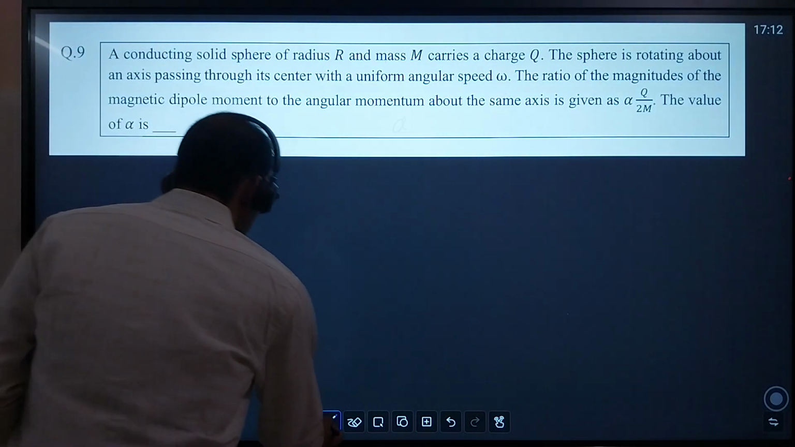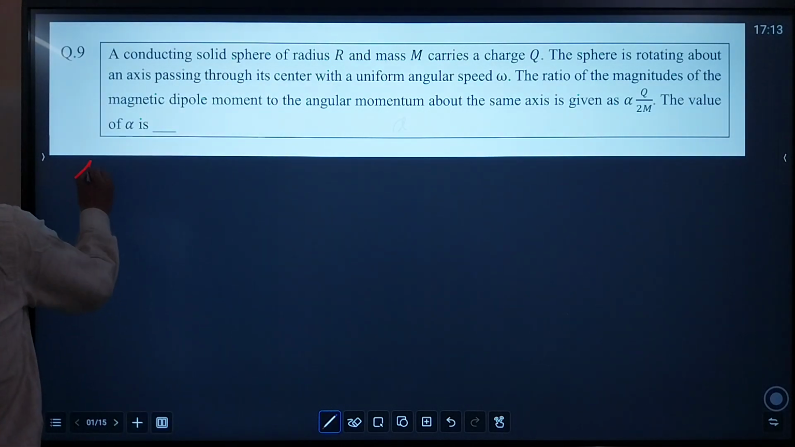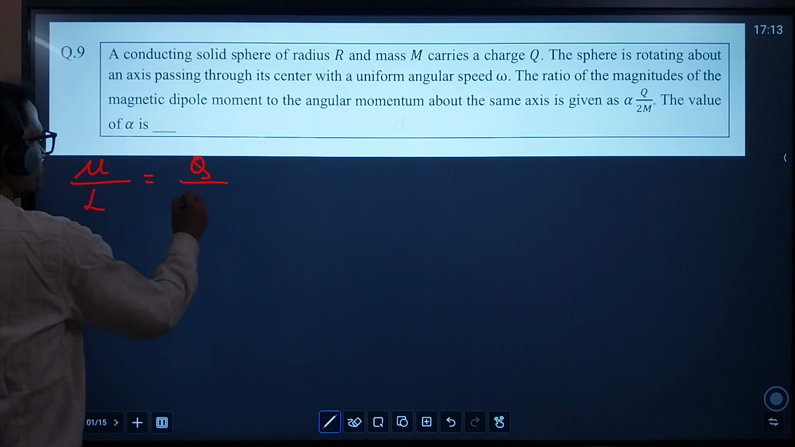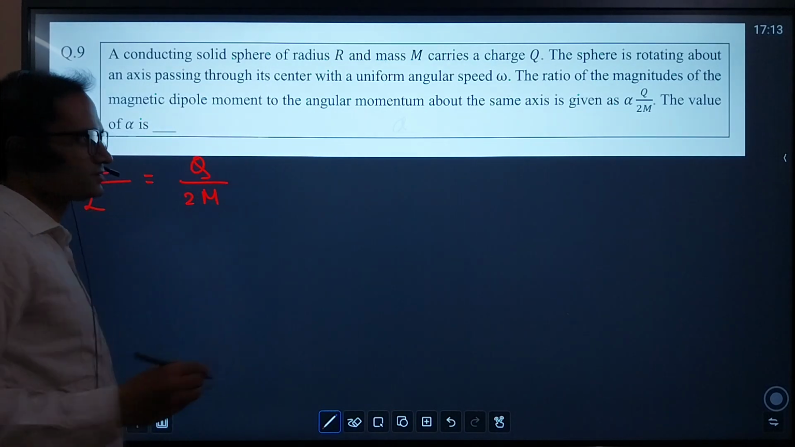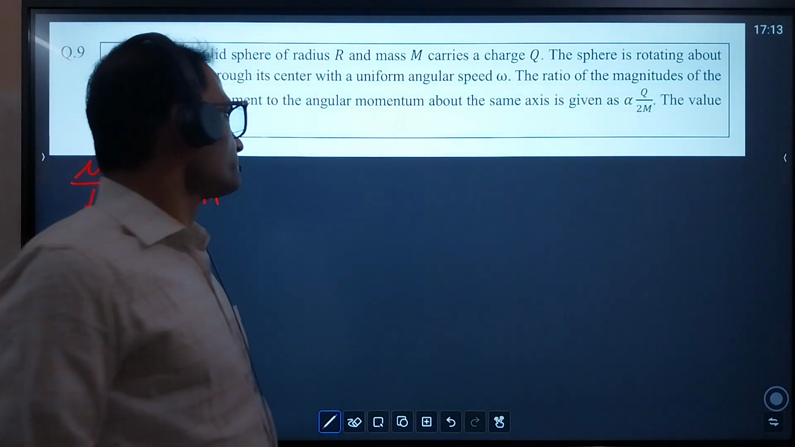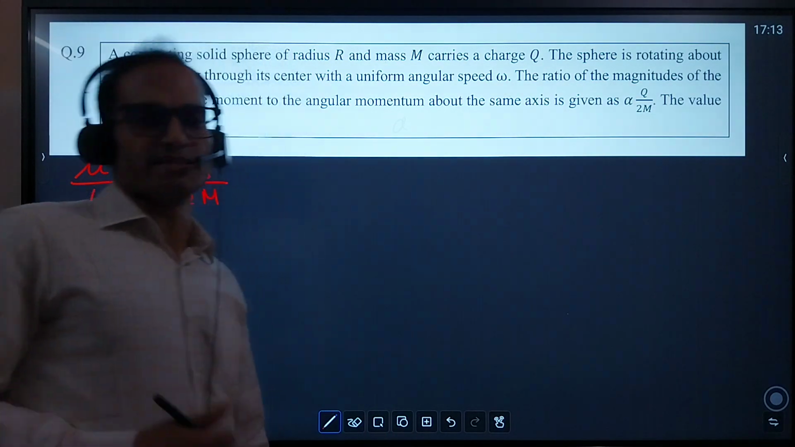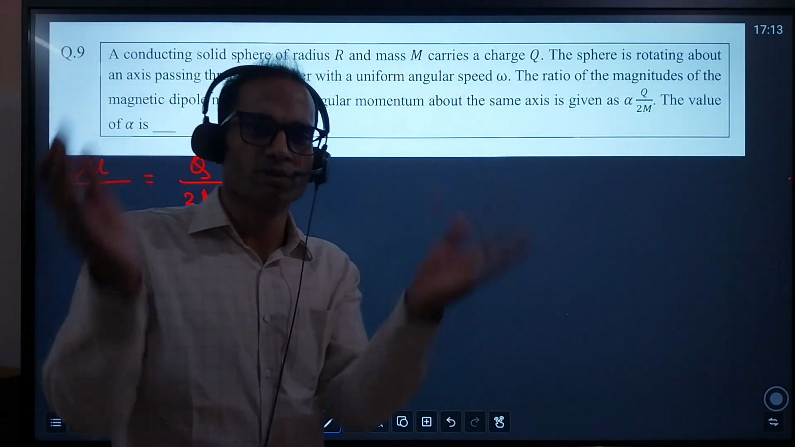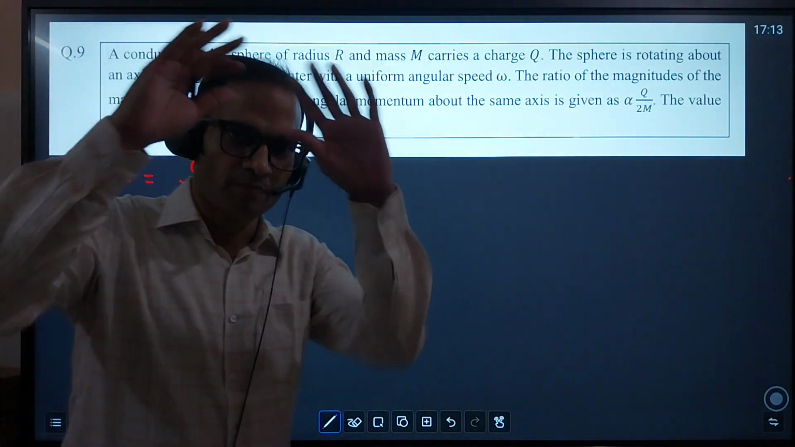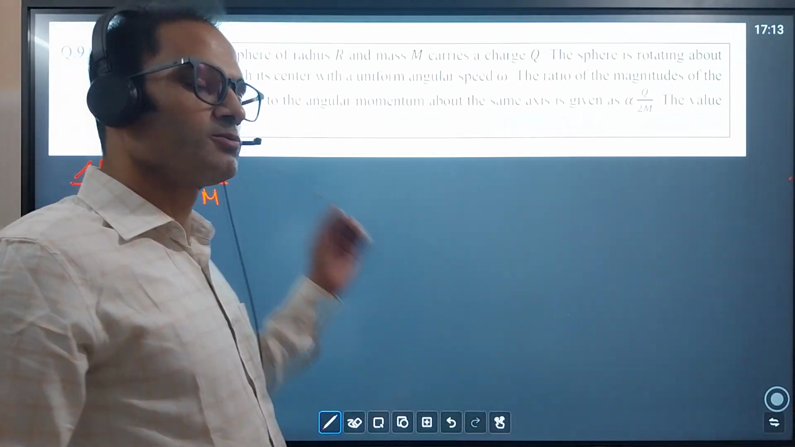Okay, so we have a formula for this: magnetic dipole moment by angular momentum is q by 2m. So it looks like the answer should be just one, right? But there is a problem. What is the problem? The solid sphere is conducting in nature. That means all of the charge will come on the surface, while all the mass is not going to come on the surface. So this formula is not valid.